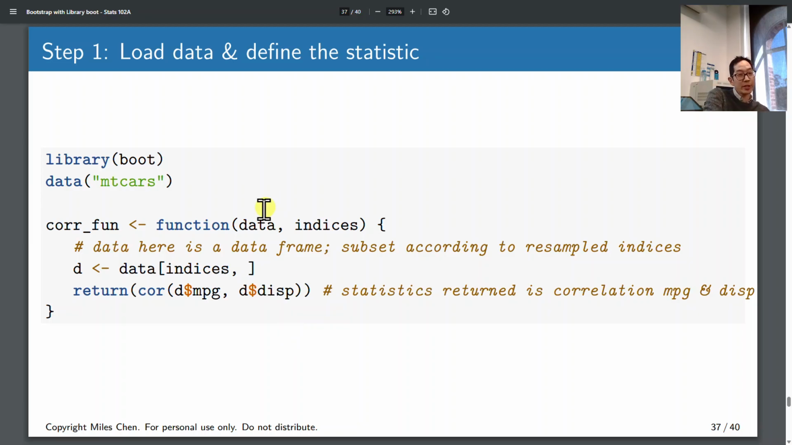The function has to take in our data and subset it according to our indices. And here, data is a data frame. So to subset according to the indices, I'm going to do data[indices, ], and that's going to subset the rows, okay? And again, bootstrap is expecting our data to be in tidy form where each row is an observation. So I subset my data according to the indices that get passed to it. That's going to be d. Then I just want to calculate the correlation between the MPG column and the displacement column. So I do d$mpg, d$disp, correlation between that, that's going to be the value I return. So that's going to be my correlation function.